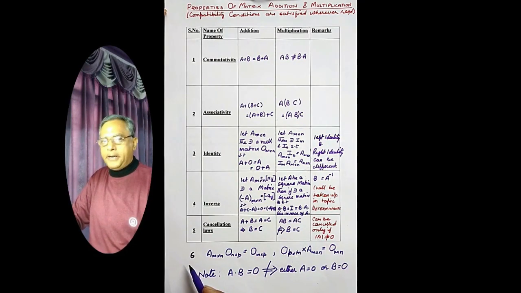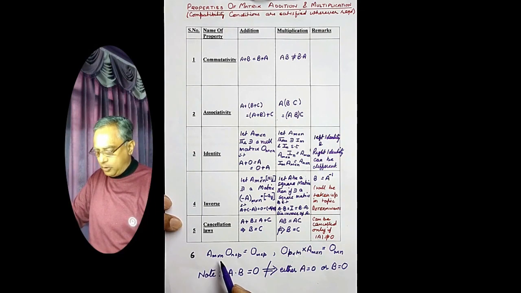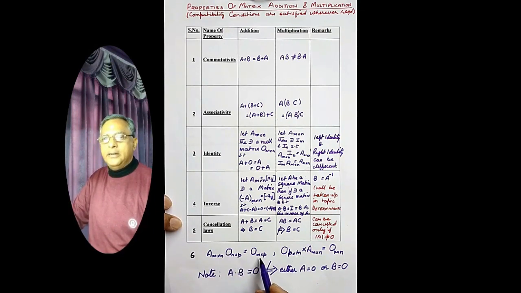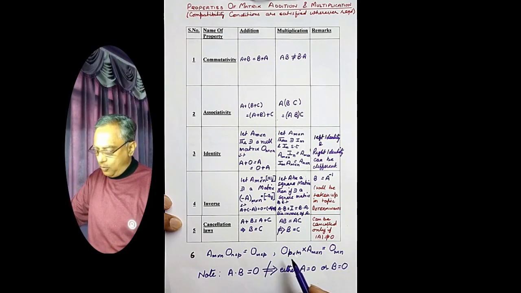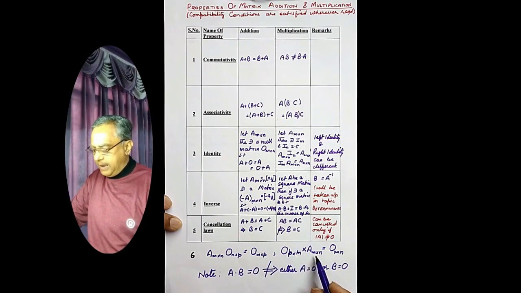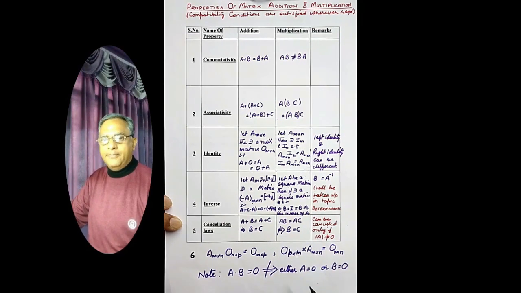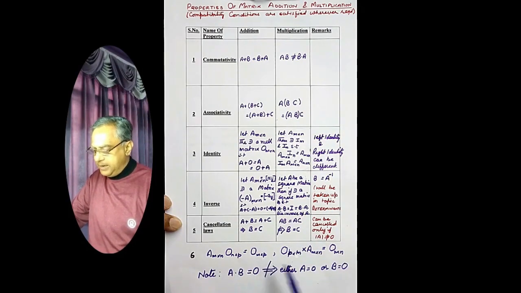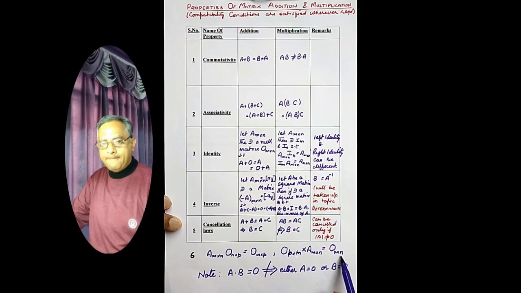The sixth property is A n cross n into the null matrix is the null matrix, or O into A. If we multiply A from the right with the null matrix, or we multiply A to the left with the null matrix, the result is the same. That is, we get the null matrix. Here the order of the null matrix will be m cross p, and here it will be p cross n.